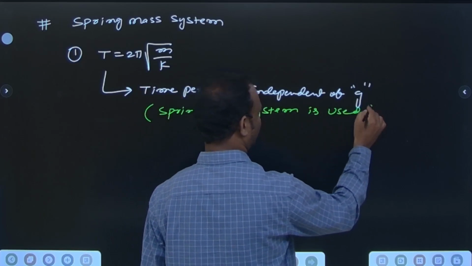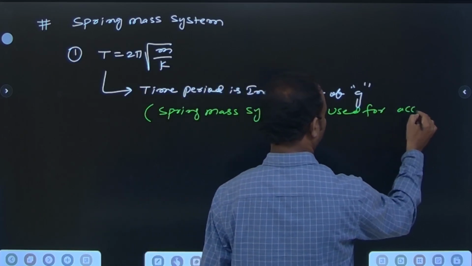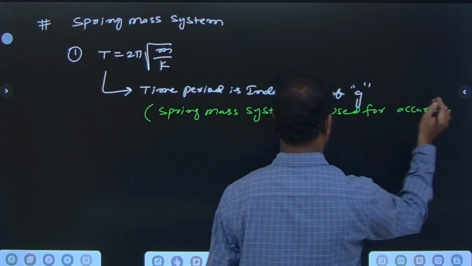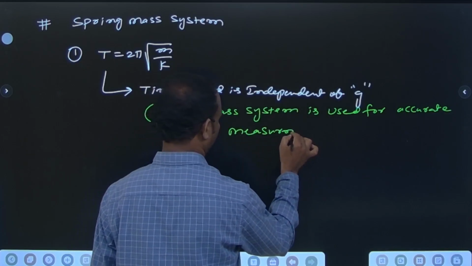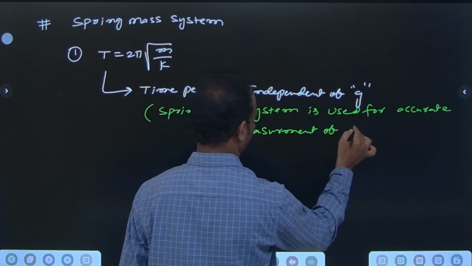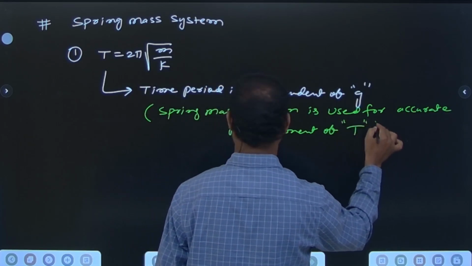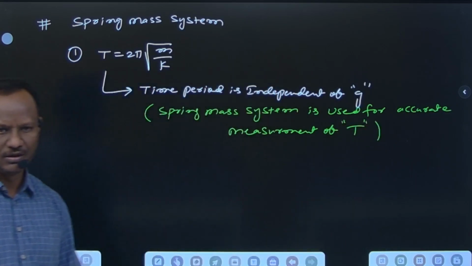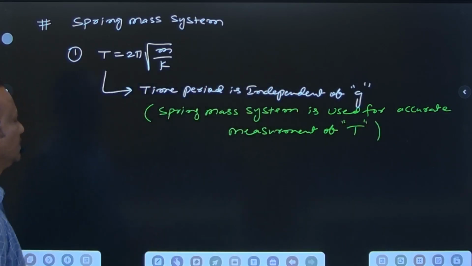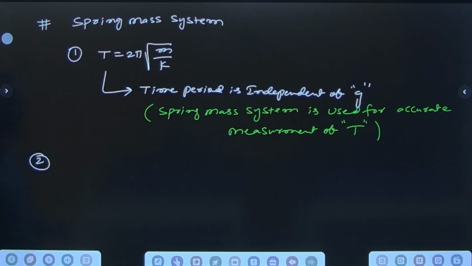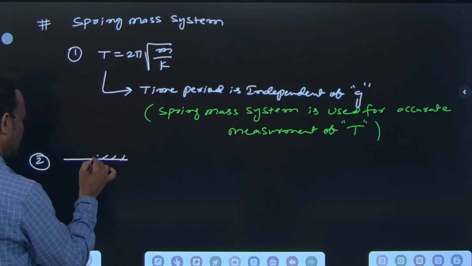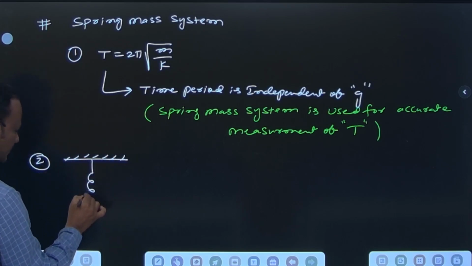It's used for accurate measurement of capital letter T, the time period. It is independent of g. Second, if I use the time period, a spring-mass system is given.